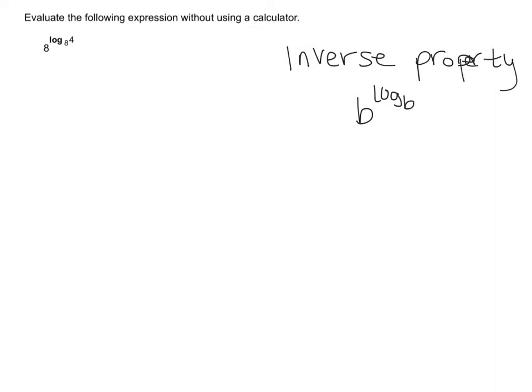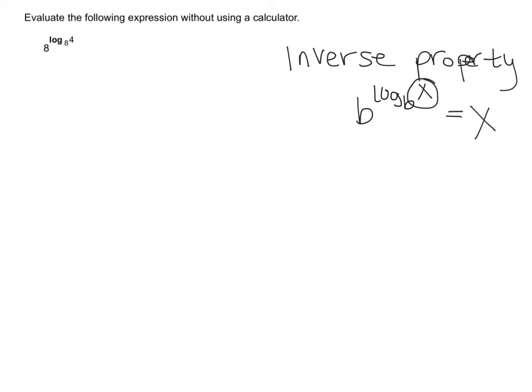Evaluate the following expression without using a calculator. 8 raised to the log base 8 of 4. Here I'm going to use the inverse property. That property tells me that whenever I have a base and it's being raised to the log with the same base, then my answer is the number in the log, or the number that I'm taking the log of.